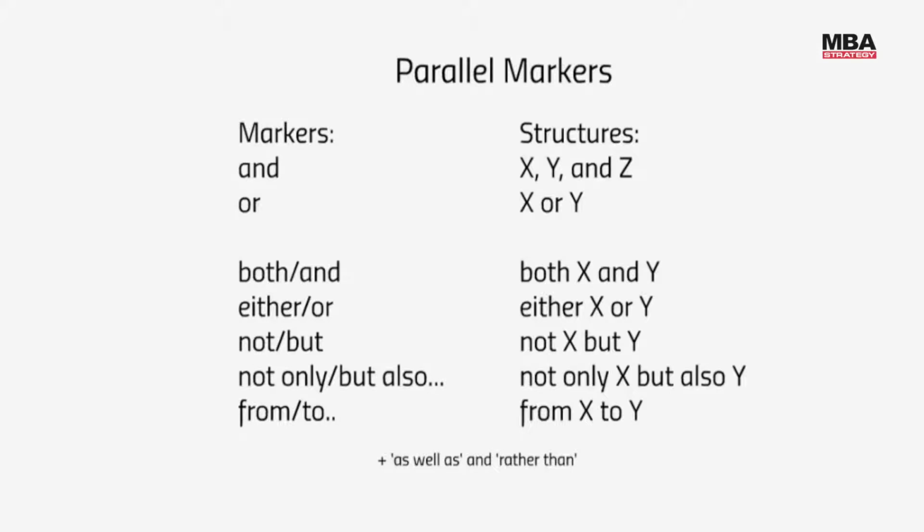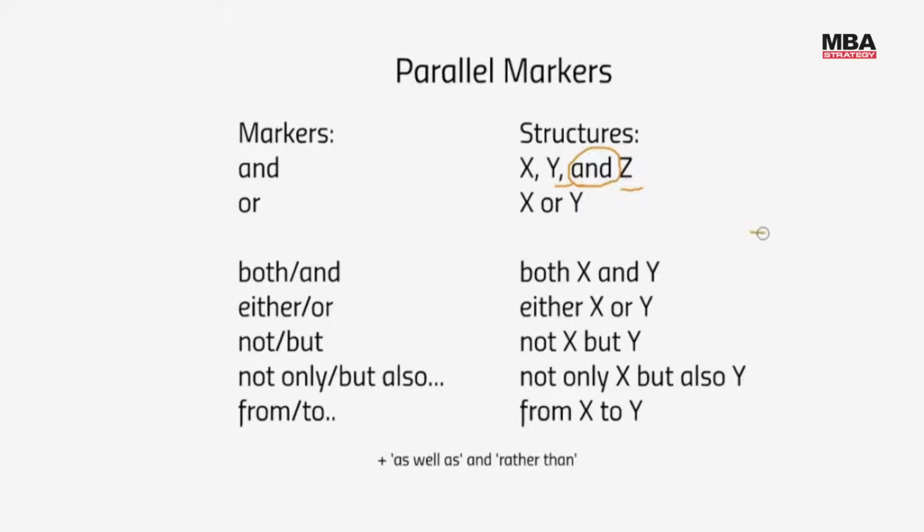Usually, parallel elements are joined by the following parallel markers. The classical parallel signals are the coordinating conjunctions and, or, and but. And can join two or more elements. Remember that the last element in the list is always preceded by a comma and the conjunction and.